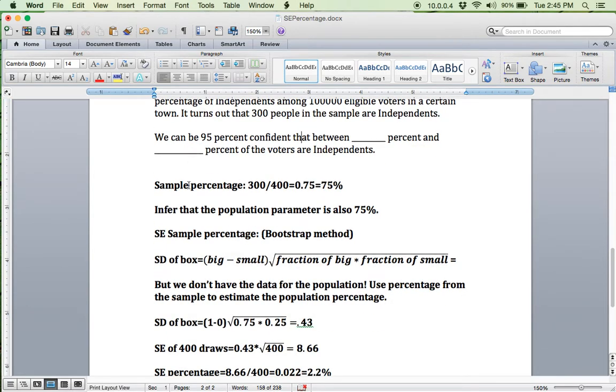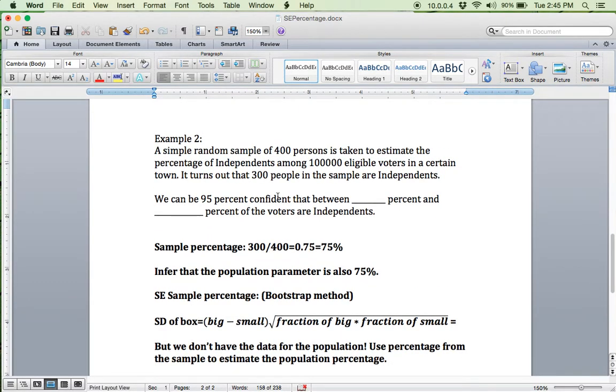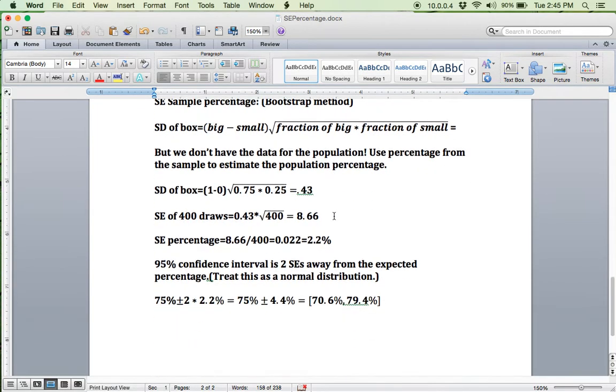And the final question is, we want to come up with an interval of confidence. We want to find a 95% confidence interval for the percentage of independents. So the way we do that is that we treat this as a normal distribution. The 95% confidence interval, you remember from chapter 5, is 2 SD away from the average. So in this case, we're going to say 2 SEs away from the expected percentage.